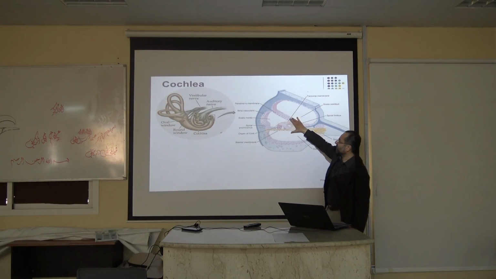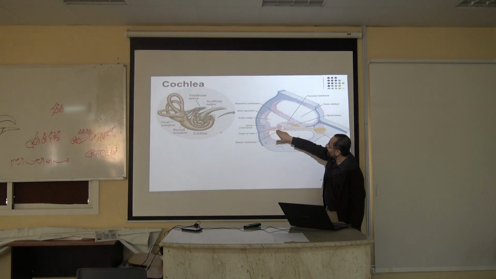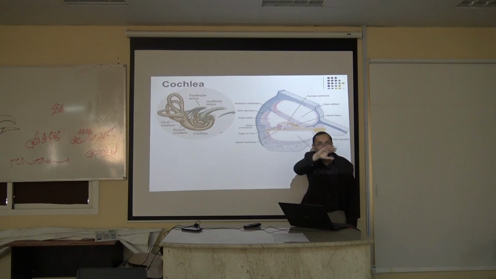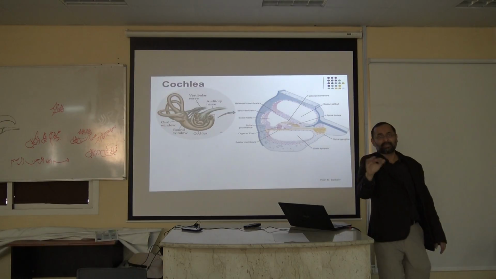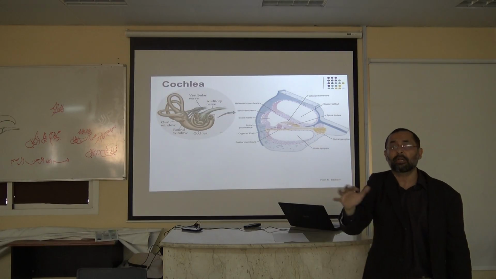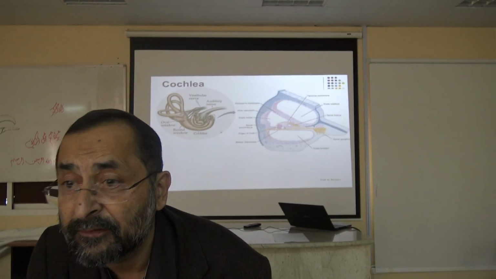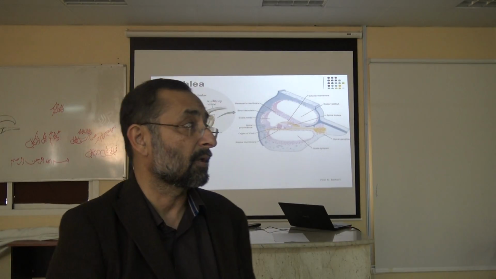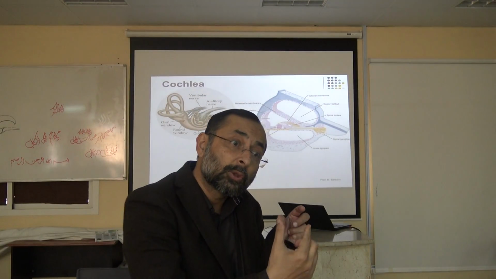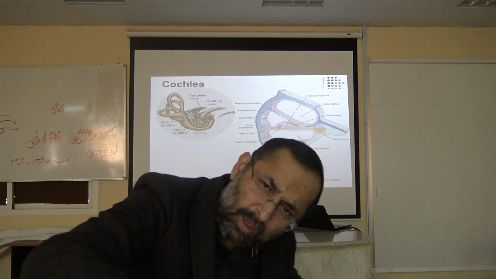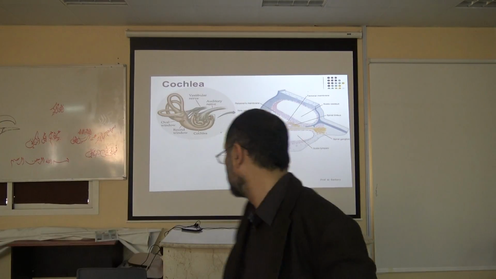Alright. Inside the scala media, over the basilar membrane, you can see there is a mound-like thing. There is a small mound-like thing. And that mound-like organ is called the organ of Corti. It is found all along the length of the basilar membrane. It is not in one area. Throughout the basilar membrane it is found.